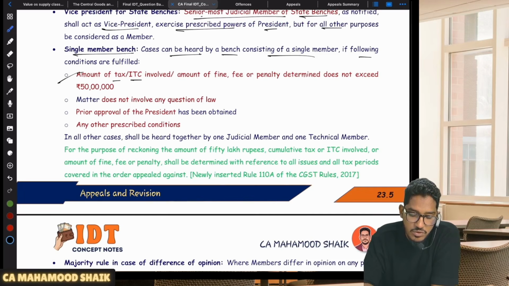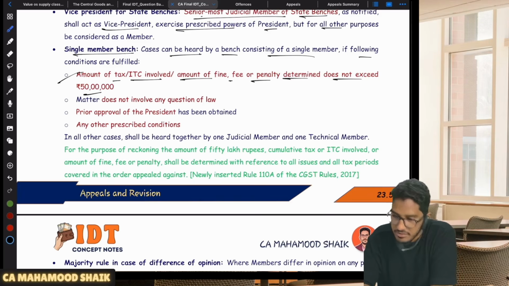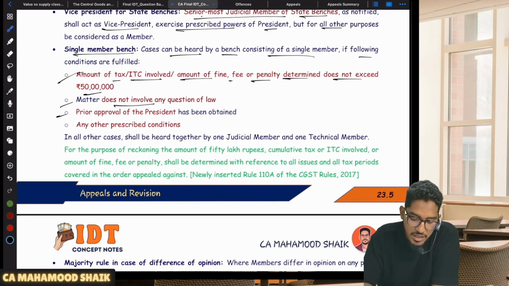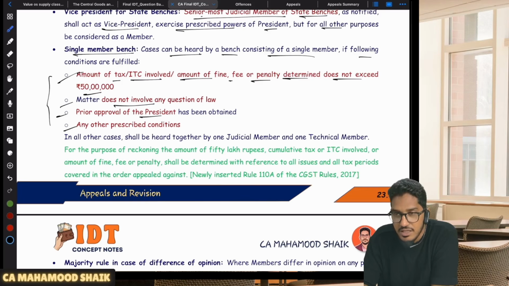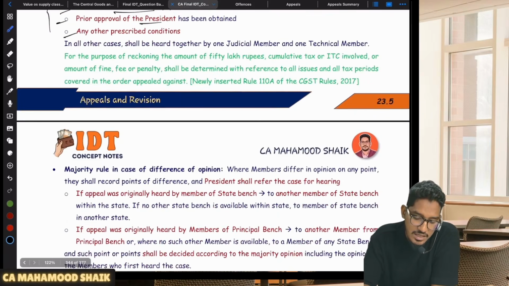What are they? The amount of tax, ITC involved, or the amount of fine, fee or penalty determined does not exceed 50 lakh rupees. The matter does not involve any question of law. Prior approval of the president has been obtained, and any other prescribed conditions. Cumulatively, if all conditions are satisfied, a single member bench can hear the case. A single person, either a judicial member or a technical member, can hear the case and give the judgment. In other cases, it shall be heard together by one judicial member and one technical member.